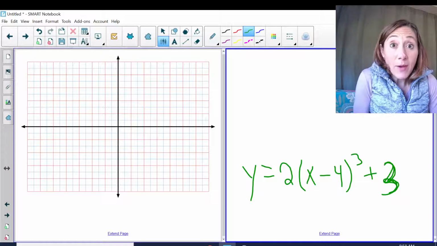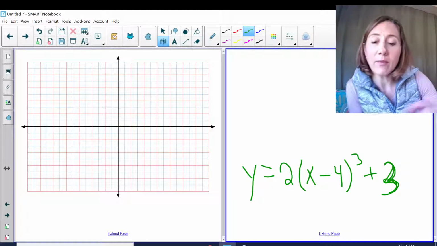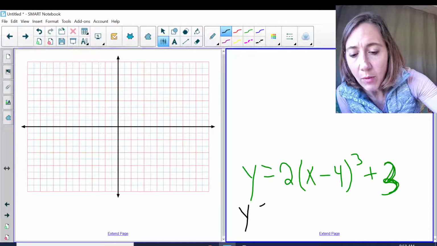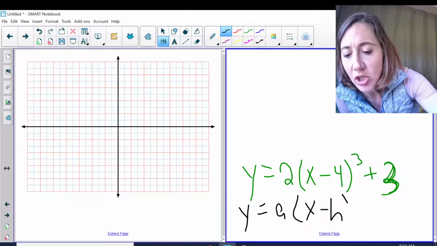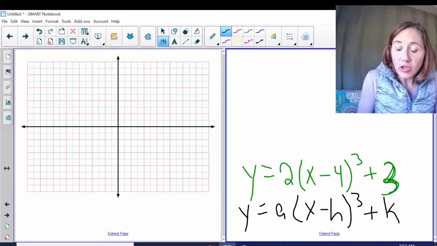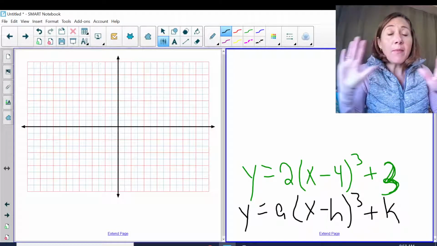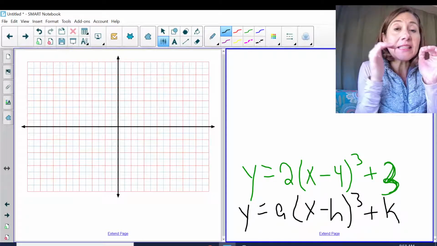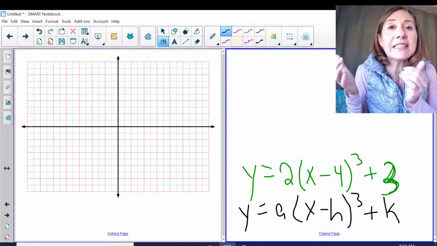Okay, so this should make you have thoughts of A, H, and K because it's in that format that we've been talking about a lot this year. So I'm going to write that down underneath here. y equals a times (x minus h) cubed plus k. So if you remember, when we've talked about h, that's the number that shifts things left and right. It's attached to the x in the parentheses, and x is the axis that goes left and right. Notice the formatting, it's x minus h.